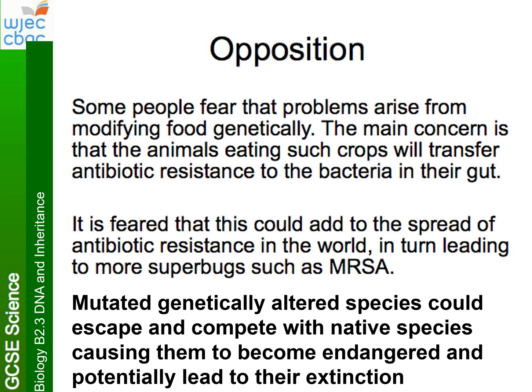So this is opposition. The main concern that people have is that if we're genetically modifying our food, the animals, including us, that eat these crops that are genetically modified may transfer antibiotic resistance to the bacteria in their gut. So this has been investigated, looking particularly at cattle, how many of them have antibiotic resistance. You may have heard of this disease called MRSA. So it's feared that this could add to the spread of antibiotic resistance in the world, in turn leading to more superbugs like MRSA.